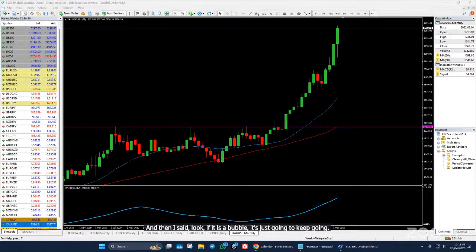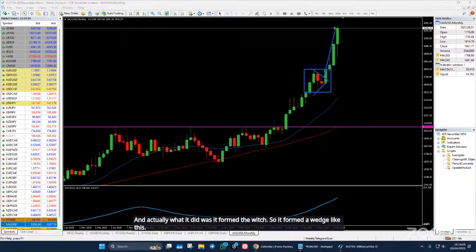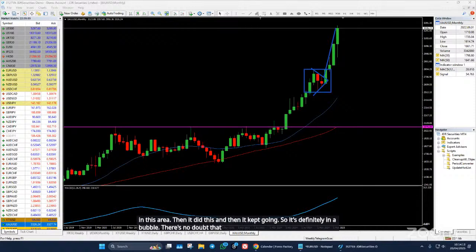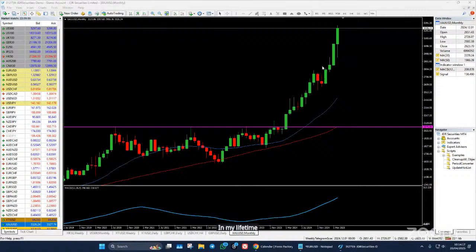And it's interesting because then it got to this part here, and actually what it did was form a wedge like this and then broke out. So it was already potentially in a little bit of a bubble in this area. Then it did this and then it kept going. So it's definitely in a bubble. There's no doubt that it's in a bubble. It's never traveled so far in my lifetime, and it's already well beyond that.